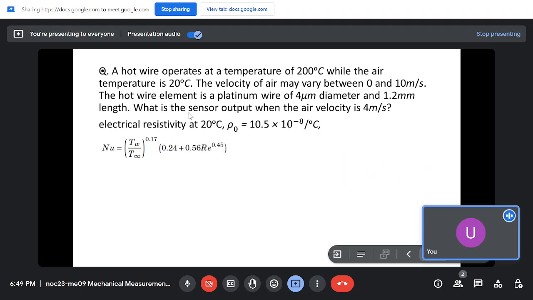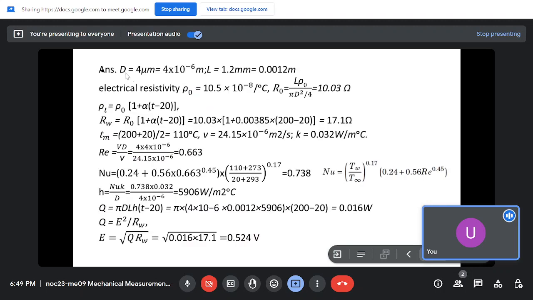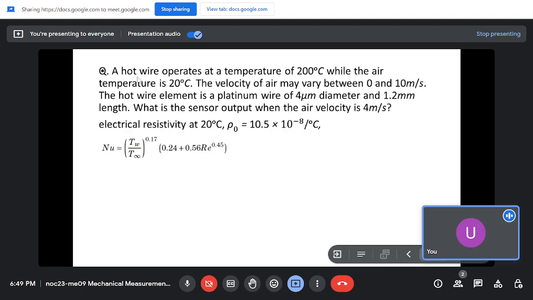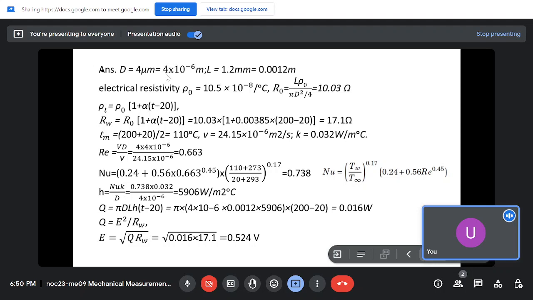So in this case, we need to find out the sensor output, or the value which the sensor gives, which is the voltage. The sensor will convert this and give you output in terms of voltage. So we know the diameter of the platinum wire is 4 micrometer and the length is 1.2 mm. So D is 4 into 10 power minus 6 and length is 0.0012 meter. You also know the electrical resistivity, so rho naught is given. We find R naught, the resistance, which is L rho naught by pi d square by 4. So that will give you 10.03 ohms.